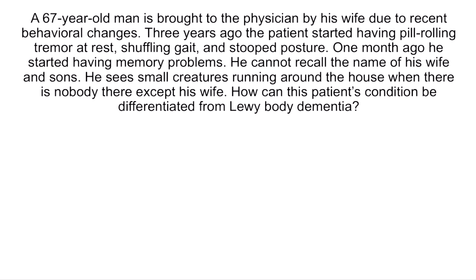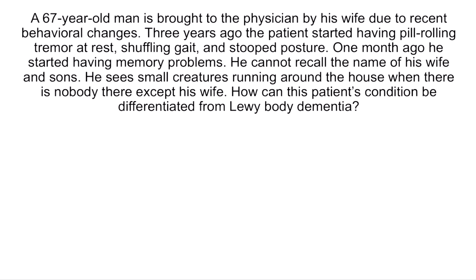A 67-year-old man is brought to the physician by his wife due to recent behavioral changes. 3 years ago, the patient started having pill-rolling tremor at rest, shuffling gait, and stooped posture. 1 month ago, he started having memory problems. He cannot recall the name of his wife and sons. He sees small creatures running around his house when there's nobody there except his wife. How can this patient's condition be differentiated from Lewy body dementia?